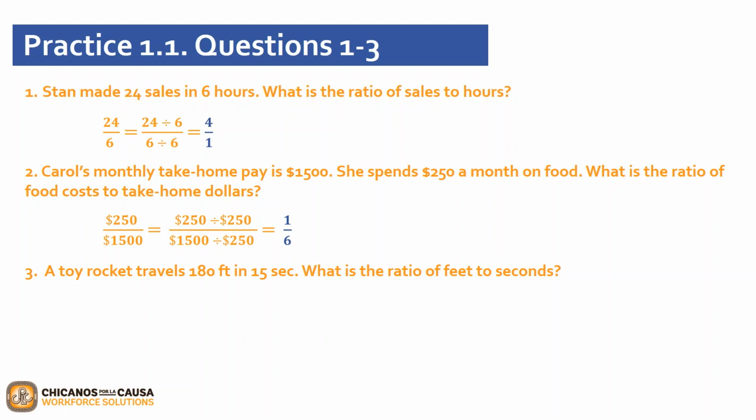For question 3, it says, a toy rocket travels 180 feet in 15 seconds. What is the ratio of feet to seconds?